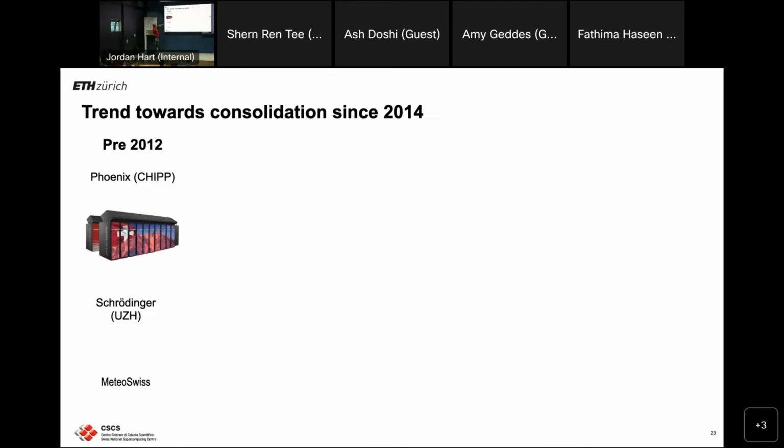So pre-2012, I'm just giving you a few systems that we had in Switzerland. CHIPP is the Swiss Institute of Particle Physics. This was a tier 2 cluster standing at CSCS, separate of any supercomputer. We had Monte Rosa, which was the predecessor of Piz Daint, flagship at the time. Schrödinger was a university cluster in Zurich. And MeteoSwiss is the system I was talking about before. Then MeteoSwiss, when we moved into the building, became, I don't remember the name, but you probably do, I think, Monte Lema. Yeah, Lema, and I don't know what the other one was.